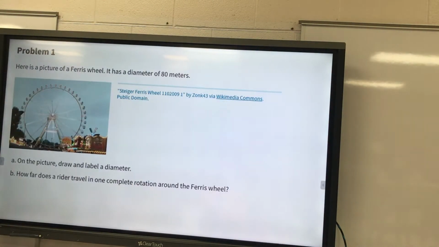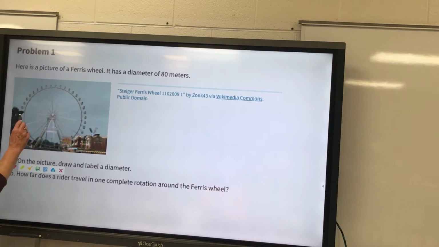So here is problem number 1 on your practice problems. Here is a picture of a Ferris wheel. It has a diameter of 80 meters. We are being asked to draw on the picture and label the diameter. Somebody give me a definition of diameter. From one edge of the circle to the other. The point from one end of the circle to the other.